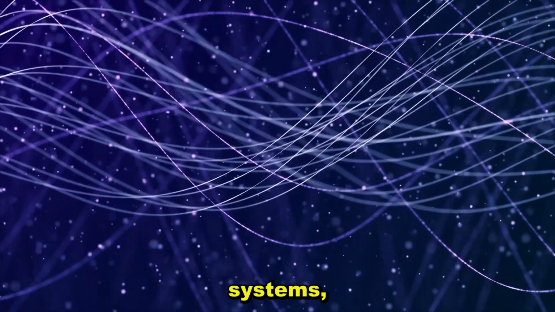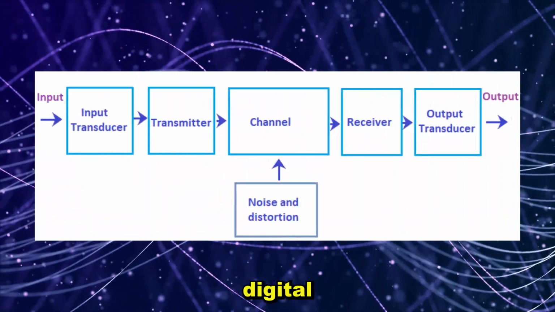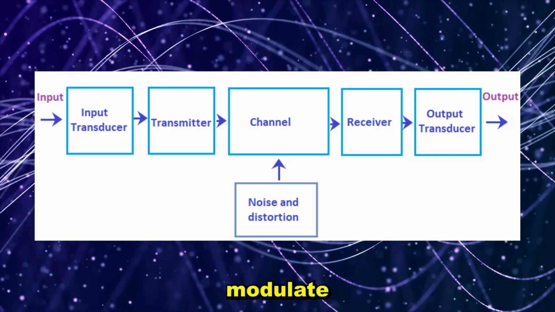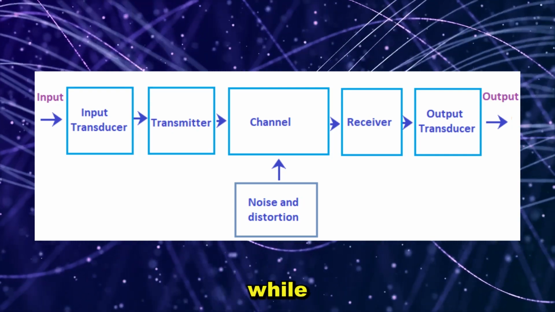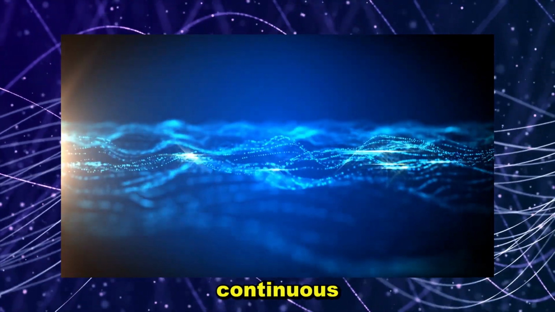Analog communication systems, on the other hand, transmit data as continuous signals. Just like digital systems, they have a transmitter where they modulate the data, a channel, and a receiver where they demodulate the data, but the signals they handle are in the form of continuous waves.